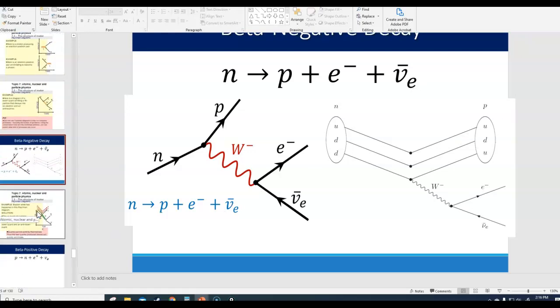You would also be expected to recognize the same thing for beta plus decay. Let's take a look at one more example. By the way, notice this is a situation of one quark changing into another type of quark, which means that this involves a weak interaction. Remember, the only time one quark changes into another type of quark is through the weak interaction.